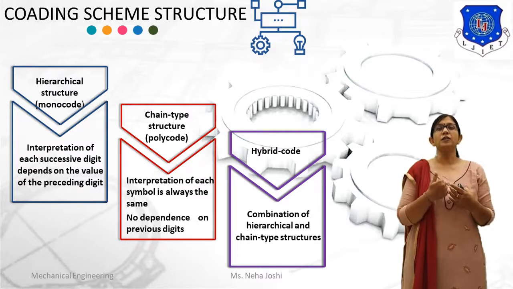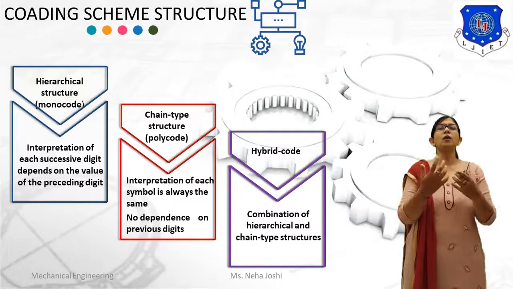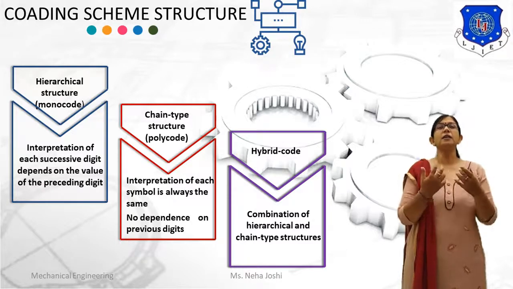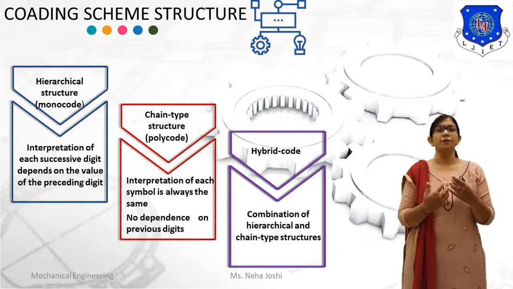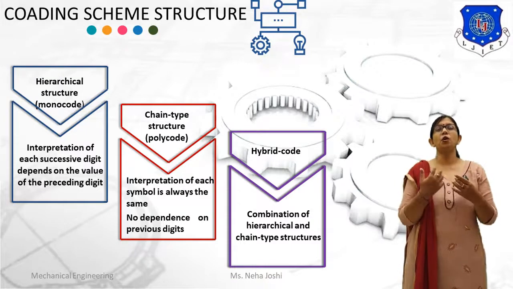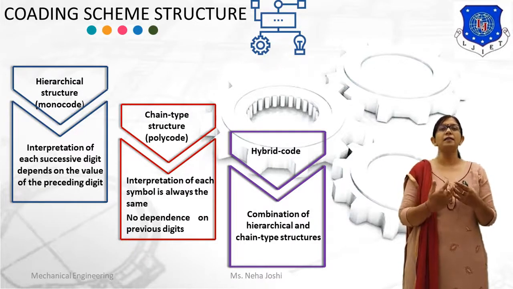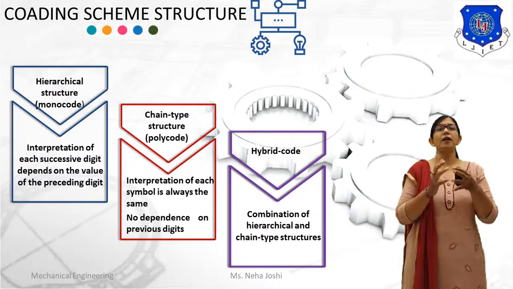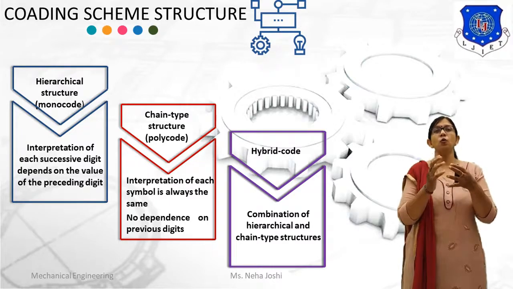Now, the second code is also known as polycode or chain code. This code is different from the monocode in terms of the digits. In the polycode system, the digits within the code all carry different information. Each digit represents a different attribute of the part. The advantage of the attribute or polycode system is that it is very easily understood, because each character is independent from one another. The company can know the details exactly after seeing the code.